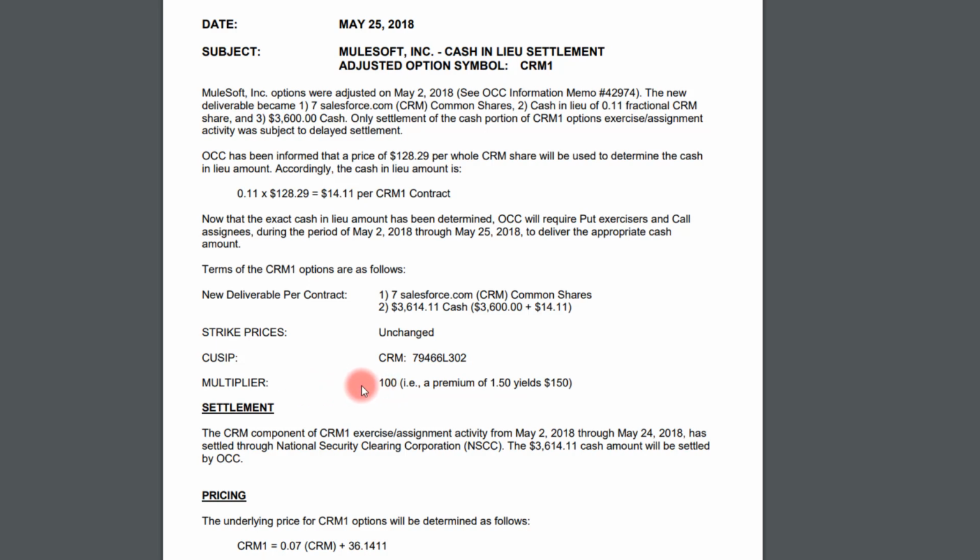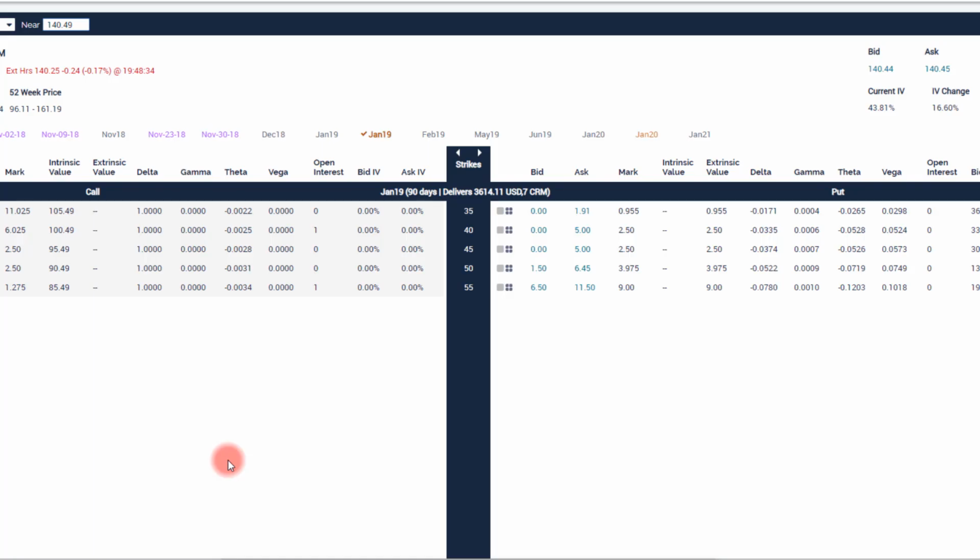So sometimes that multiplier will change. So it's a very nice way to figure out exactly what happened, when it happened, and what the adjustments were. So let's go back into the E-Trade platform. Here's our adjusted January 19. So now it's very obvious where the $3,614.11 in cash came from, plus the 7 shares of CRM.